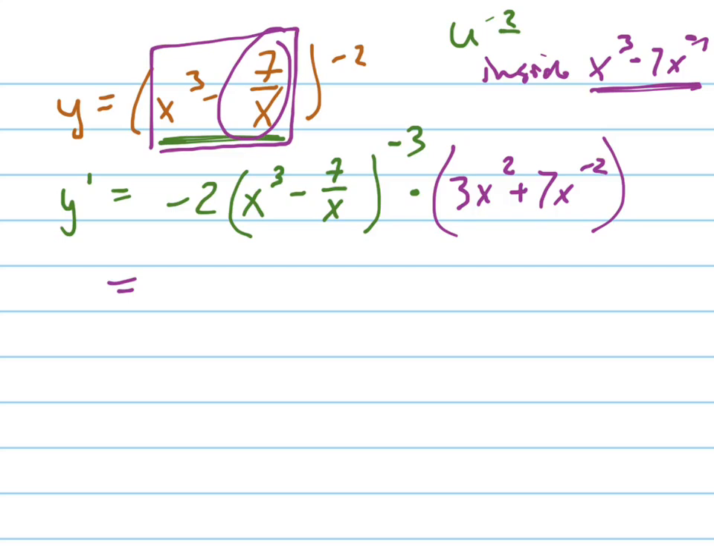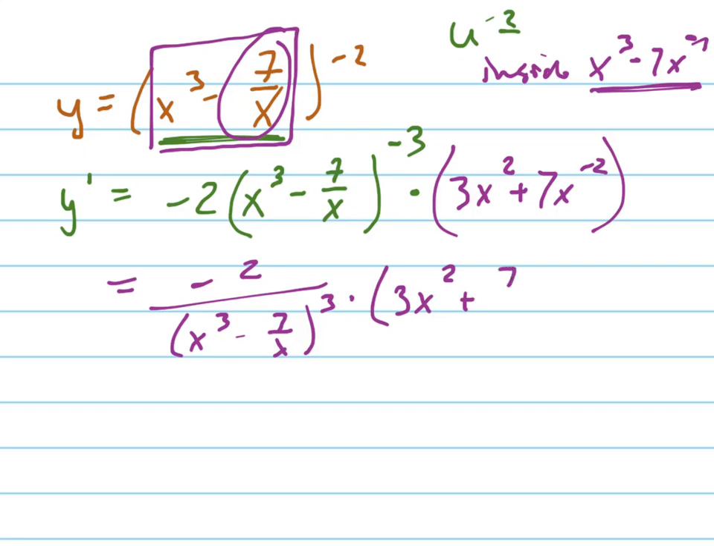let's see, what am I going to have to do? I'm going to have to take this, let me just rewrite it so we can see it better. Negative 2 times x cubed minus 7 over x, cubed. That's the first part, times 3x squared plus 7 over x squared. Okay. Let's see if this can clean up at all.